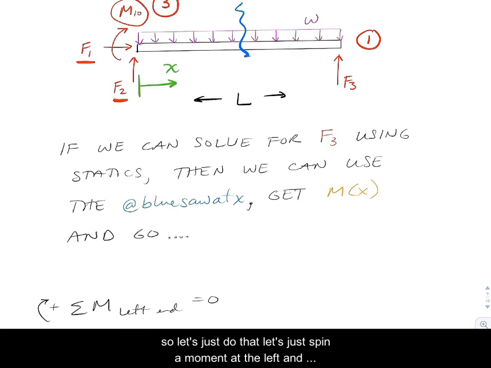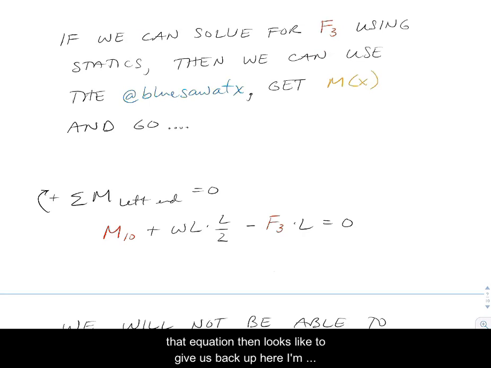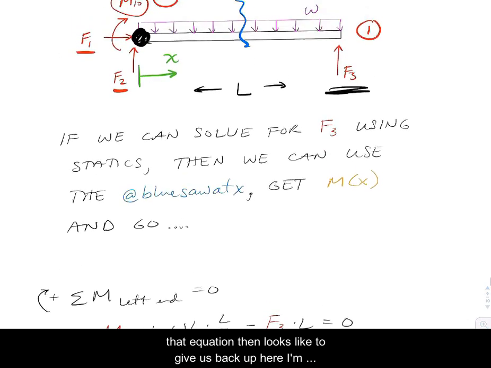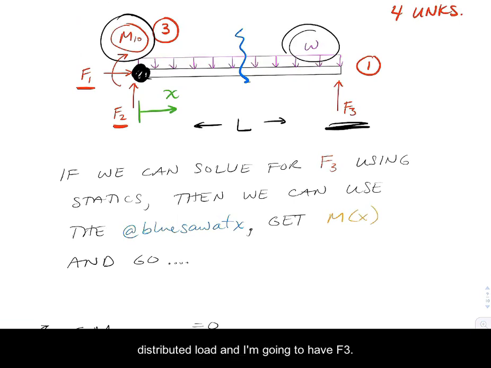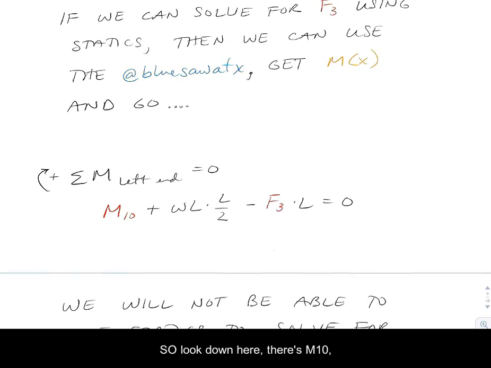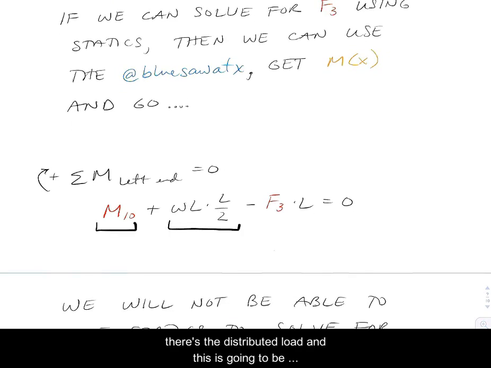So let's just do that. Let's spin a moment at the left end right there. That might give us a way to solve for F3. So that equation is going to have M10, the distributed load, and F3. Looking down here, there's M10, there's the distributed load, and this is a statically equivalent representation of the distributed load. There's the lever arm, and then there would be F3.